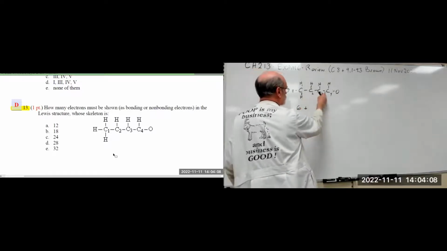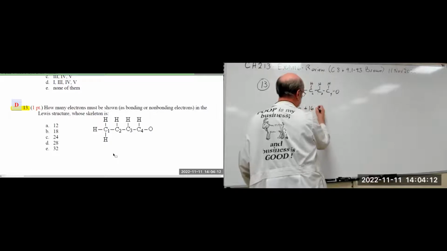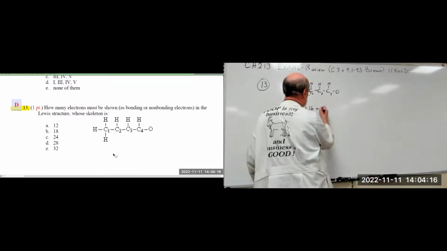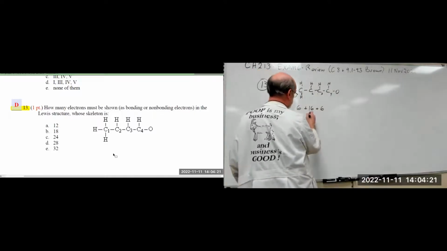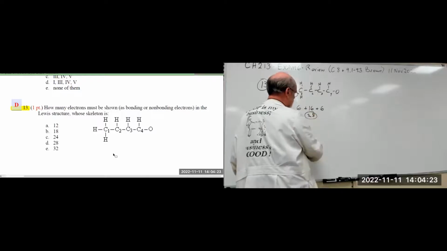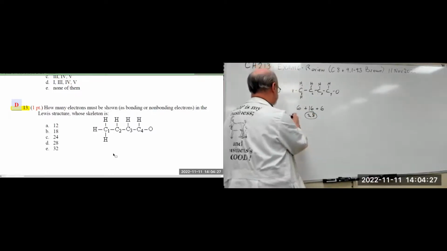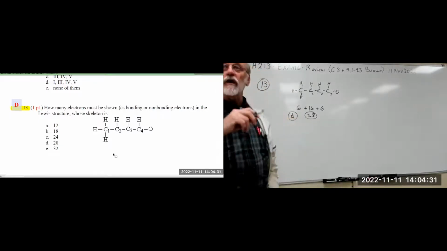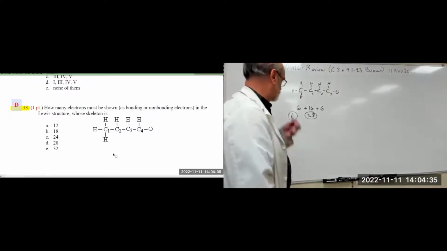6 electrons for hydrogen. 1, 2, 3, 4 carbons is 4 times 4 is 16. And then 1 oxygen, which should be 6. So that's 12, 28. 28 electrons, which is D. That's how many electrons you have to account for if you're going to draw the Lewis dot structure for this molecule.